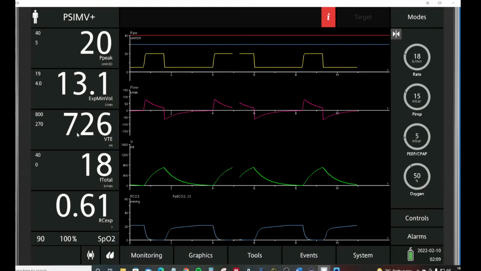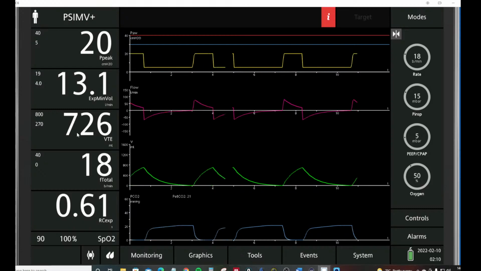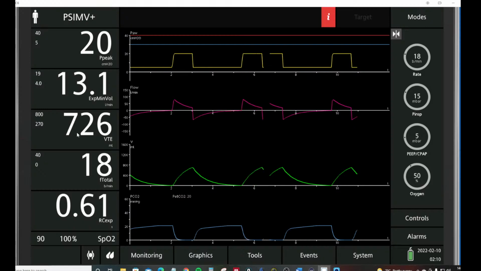Now, 726 mils for most patients is far too much. Remember I said 6 to 8 mils per kilo is what we should be giving them. We used to give them about 10 mils per kilo, and often patients would be having ventilated breaths of a litre or more, but that was many years ago. Since then, we've come to realise that such big breaths only cause barotrauma and start to tear those alveoli. So this patient's breaths are probably too big.